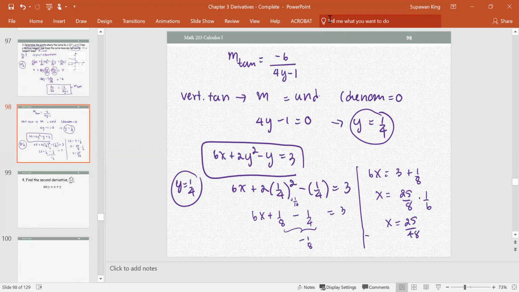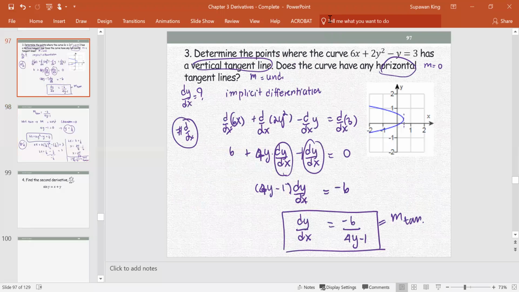That means we have the other pair, the point on this curve at (25/48, 1/4). At that point, we have the vertical tangent line, as in the graph. So the other pair is (25/48, 1/4).